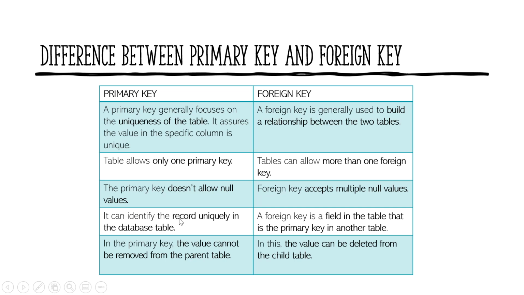A primary key can identify the record uniquely in the database table, whereas a foreign key is a field in the table that is a primary key in another table. In the primary key, the value cannot be removed from the parent table, whereas the value in a foreign key can be deleted from the child table.